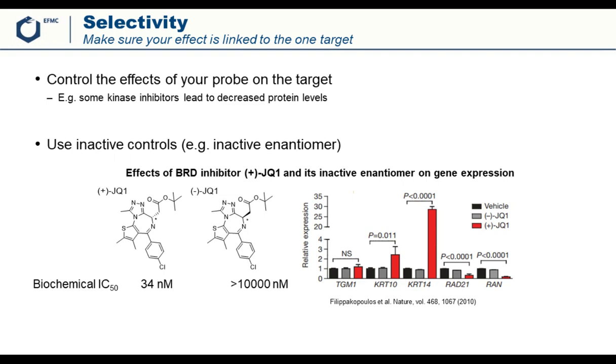As we mentioned for potency, it's important to use inactive controls. The ideal inactive control is the inactive enantiomer because it has the same 2D structure. And if you have one active enantiomer and an inactive enantiomer, this is a very good sign that the effects you see are specific to your target. And this is a famous example of the BRD inhibitor (+)-JQ1 and its inactive enantiomer, which are always used in pair to study gene expression. Gene expression, of course, is a sensitive readout, and by using the two compounds hand in hand, we can really distinguish what's due to BRD inhibition and what's due to the intrinsic chemical structure.